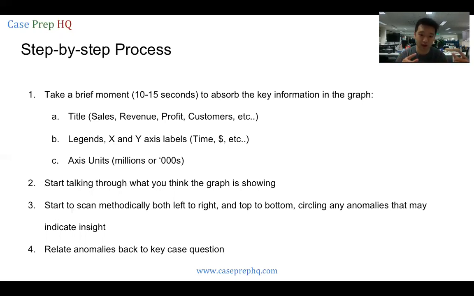Look at things like the title. Look at the X and Y axis labels, like time maybe, or dollars. Look at the legend, like what the different colors represent, if it's a different colored bar graph. And also pay attention to the units on the X and Y axes. Basically, just get a glance of the frame of the graph.